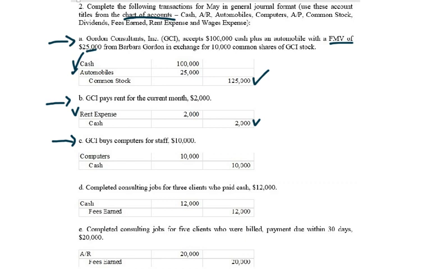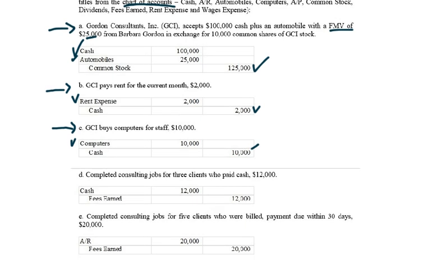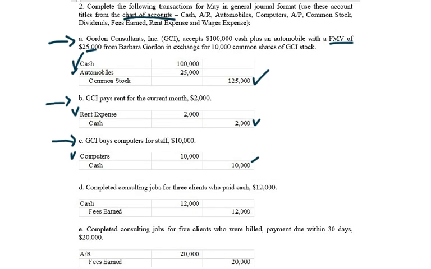All right, so C. CGI is going to buy computers for the staff, $10,000. Straightforward here, just computers debit and then cash credit for the 10. Nothing else more to that one. Now D is going to be completed consulting jobs for 3 clients who paid cash.